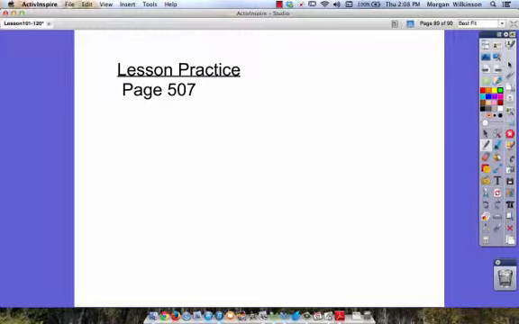We'll practice more with box and whisker plots during our lesson practice, page 507. Make sure you've got your notes complete, and I'll see you during our next class.